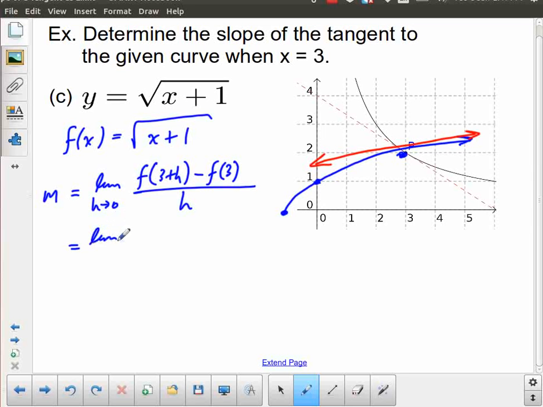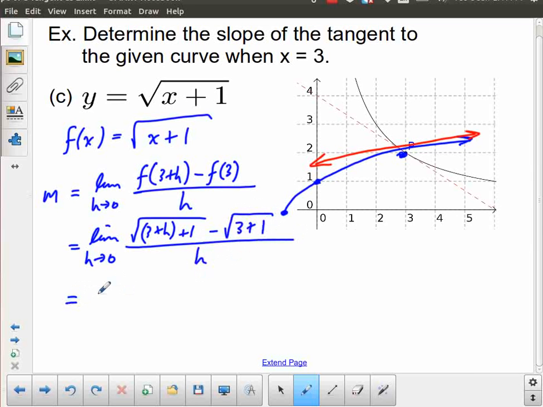And I just want you to recognize, as you get more comfortable with this, you might proceed directly to this step, which is, what is f of 3 plus h? Well, wherever I see an x, square root of 3 plus h plus 1, minus, wherever I see an x, square root of 3 plus 1, all divided by h, and that's equal to the limit as h approaches 0. Now I can simplify the contents of each of these radicals quite easily. 3 plus 1 plus h, so that one becomes the square root of 4 plus h minus the square root of 4.